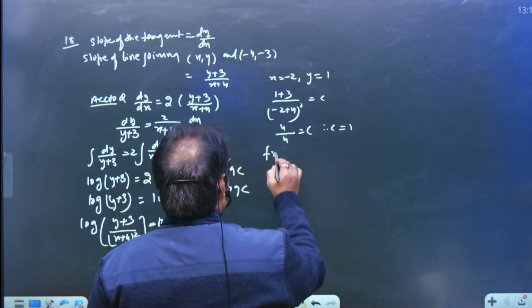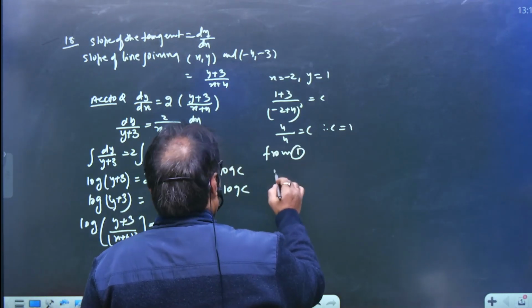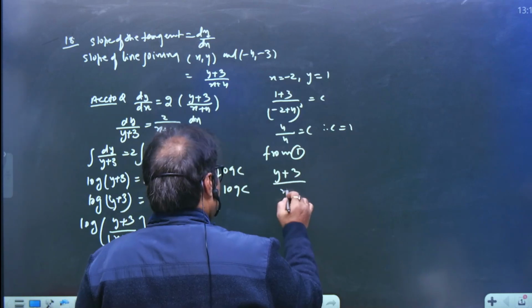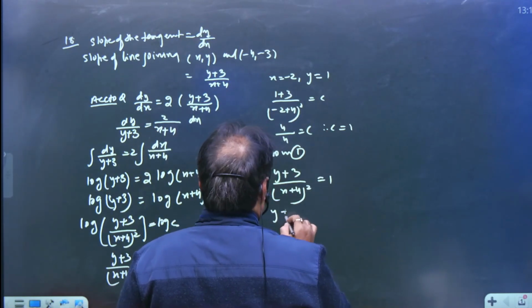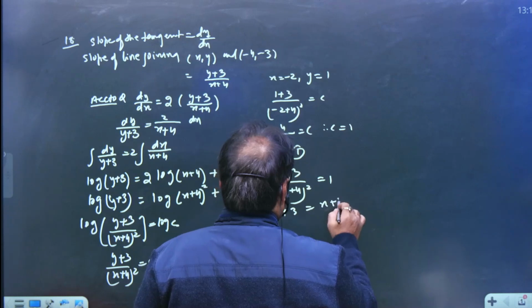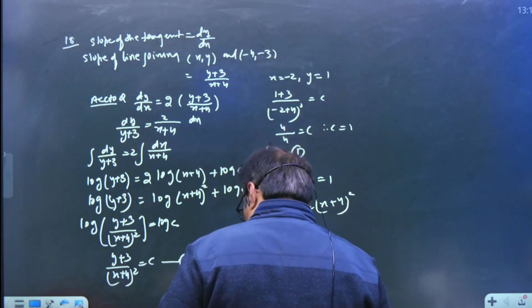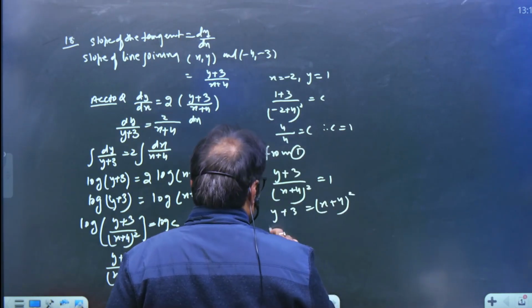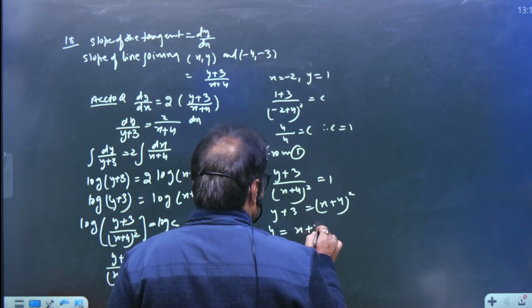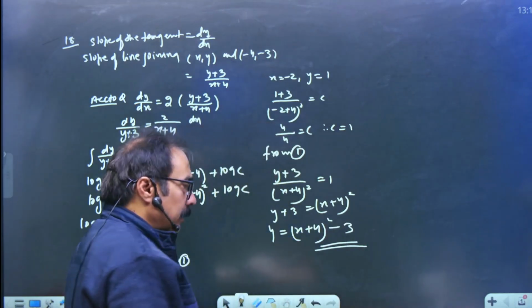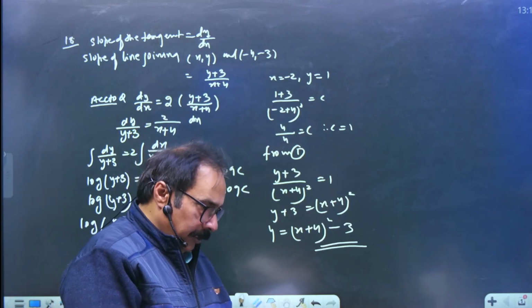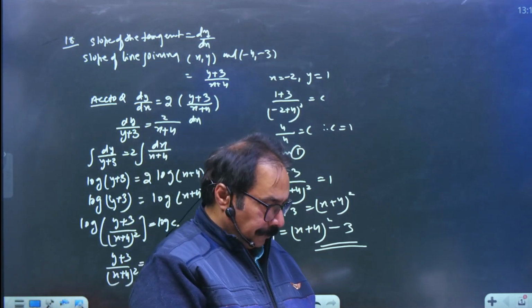So from the first, (y plus 3) upon (x plus 4) whole square is equal to 1. So y plus 3 is equal to (x plus 4) whole square. We can leave it up to here, or y is equal to (x plus 4) whole square minus 3. This should be the answer of question number 18. Okay.